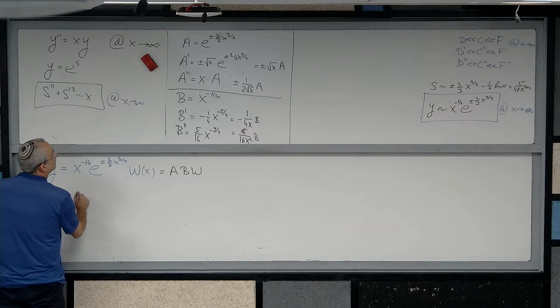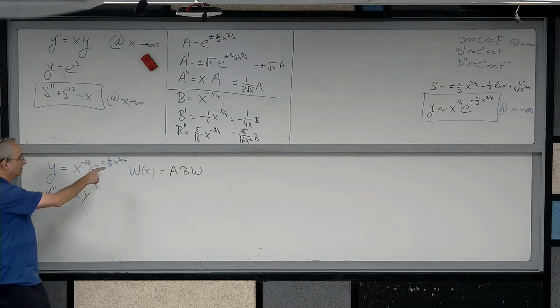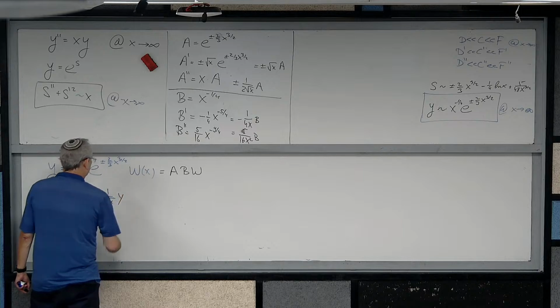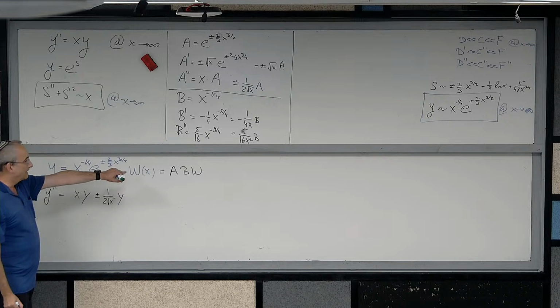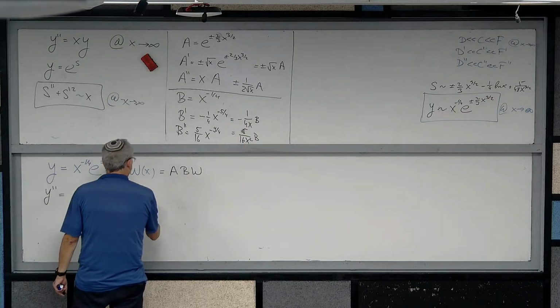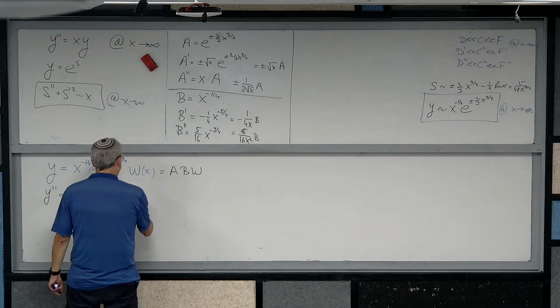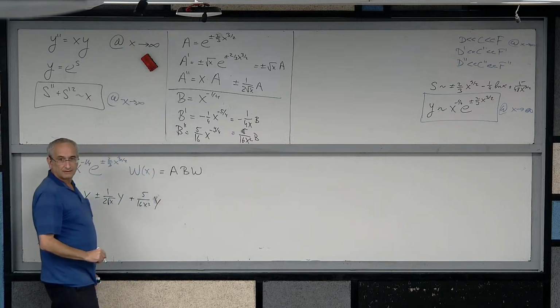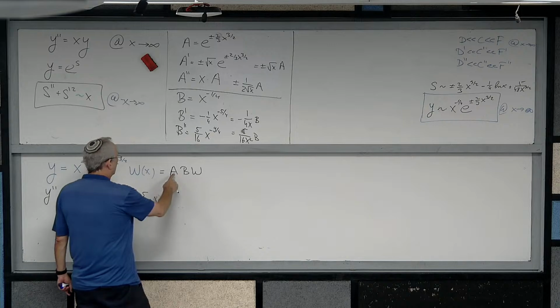Okay? So what I have as the second derivative is x times y, because I have A, B, w, plus minus 1 over 2 square root of x times y. This is A double prime B w. Now let's take the second derivative of B. So we have plus 5 over 16x squared A times y again.